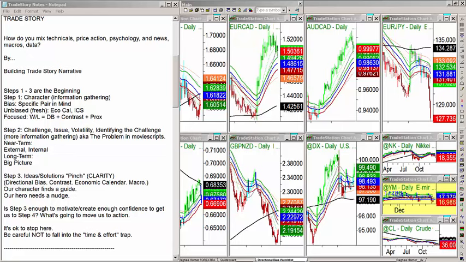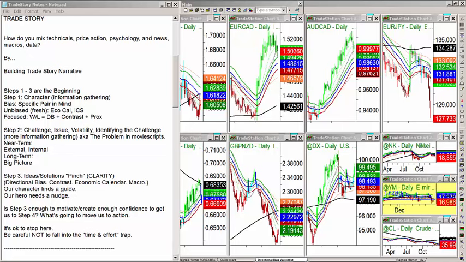At some point within the first stages of your trading process, if you are not asking yourself fairly consistently, is this a good idea? Does this make sense? Is this a good trade to take? Do I understand why this trade could work and why it may not work? If you're not asking yourself that, you really need to understand how to build a trade story narrative.